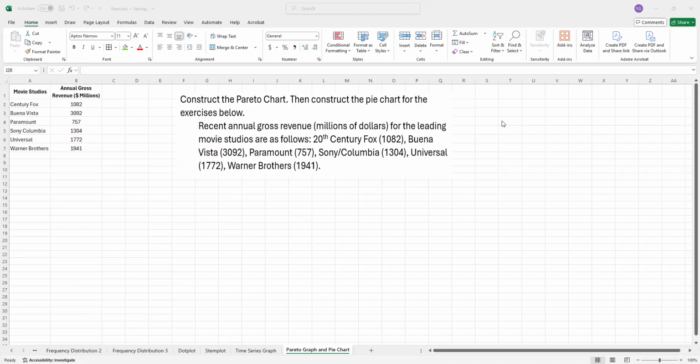Although pie charts are very common, they are not as effective as Pareto charts, right? Of course, a pie chart shows the distribution of categorical data in a very commonly used format. So let's try to do it.